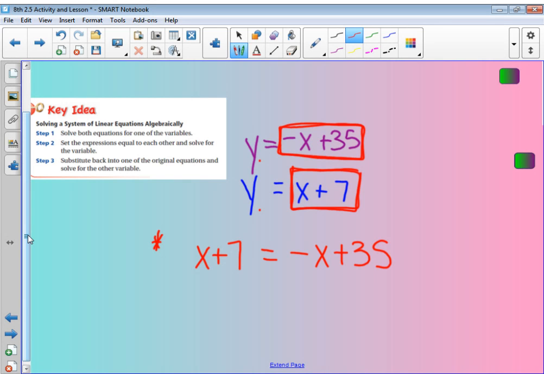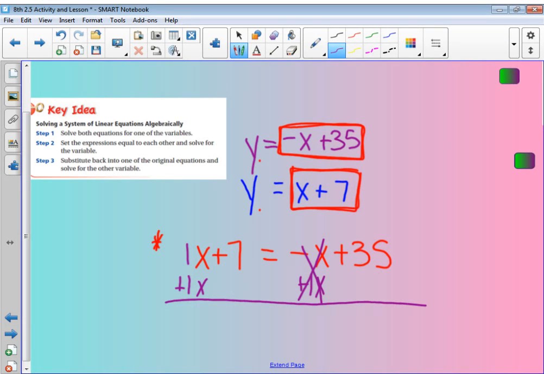If we have X's on both sides, we always move the X's first. So we need to get our X's to one side. If I have a positive and a negative, I always get rid of the negative. So we're going to do plus 1x on both sides. So now I have 2x plus 7 equals 35.